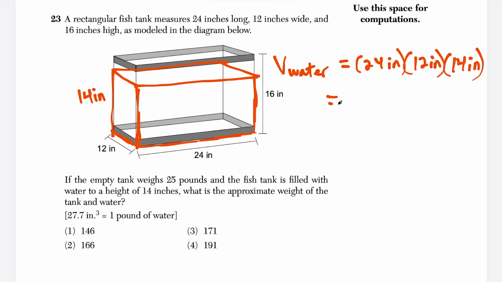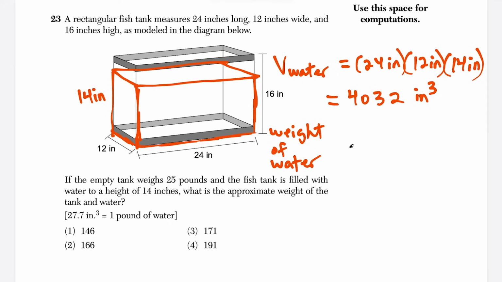And just know for the regents, you don't actually have to write units in. I just like to write units for these questions so that you can see how the units cancel out and give us the correct answer. So we multiply this out. 24 times 12 times 14 is 4,032. And when we do inches times inches times inches, that's cubic inches, or I write it out as inches to the third power. So from here, now that we have the volume of water, we can find the weight of the water.